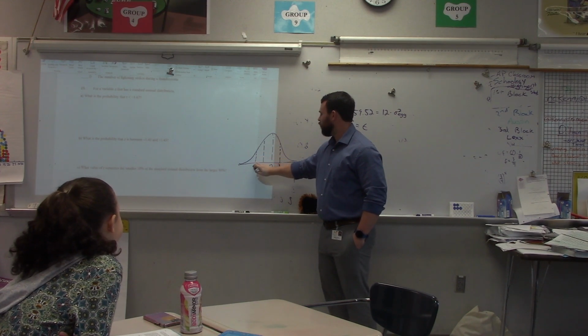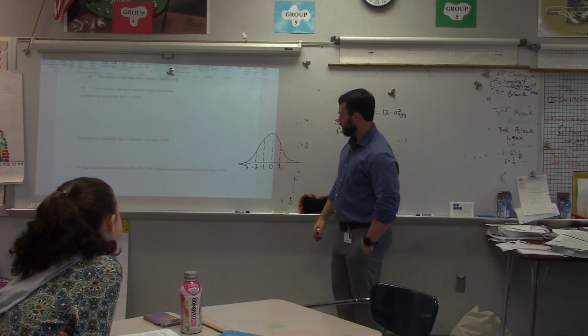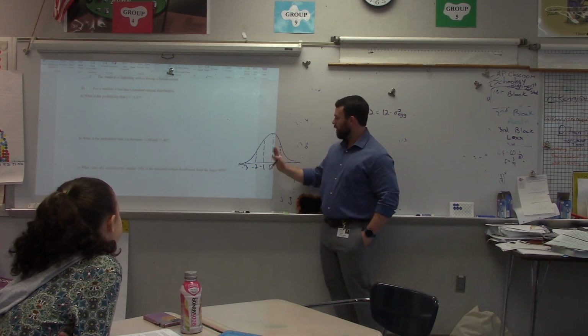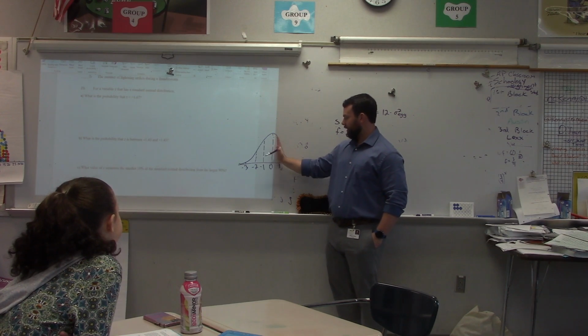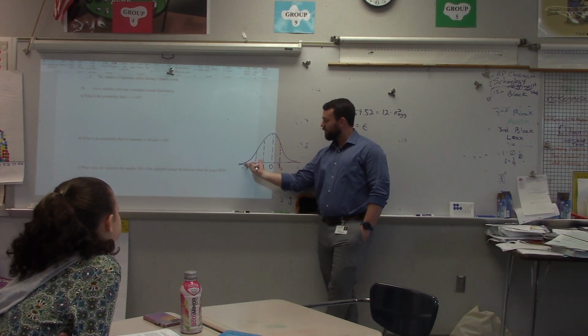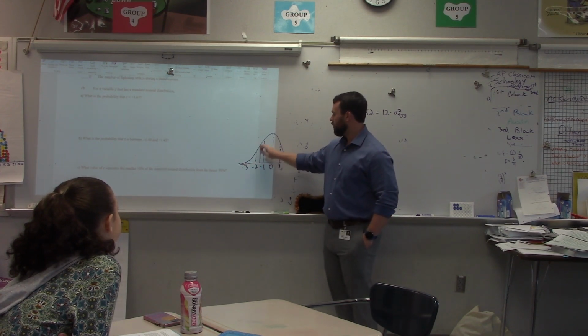Just estimating, where do you know 10% could be roughly? Between -2 and -1. It's probably somewhere in between here, right? Because I know, based on the empirical rule, half the data is to the right of the mean. 34% is in between 0 and -1, right? So here's 16%, and below -2 is about 2.5%. So it's got to be somewhere in here.